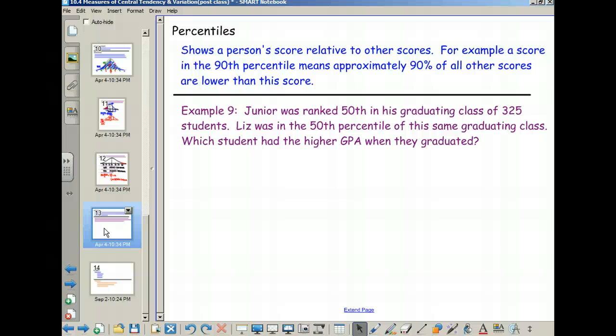But they do this with children too. They're in the 90th percentile in height. Their head circumference is in the 50th percentile. Height, weight, head circumference are measurements. So we're going to look at this in the same way.